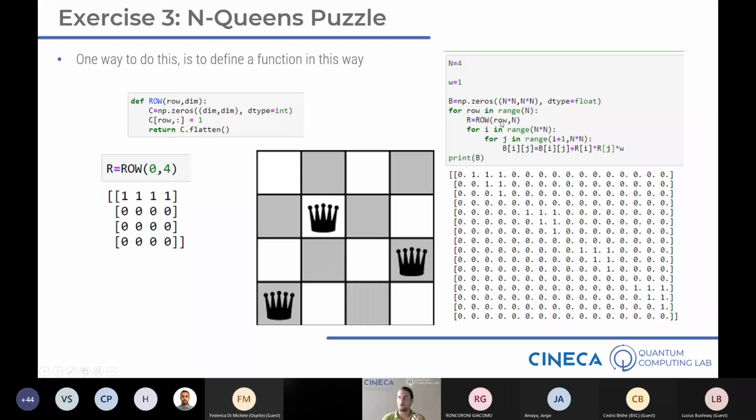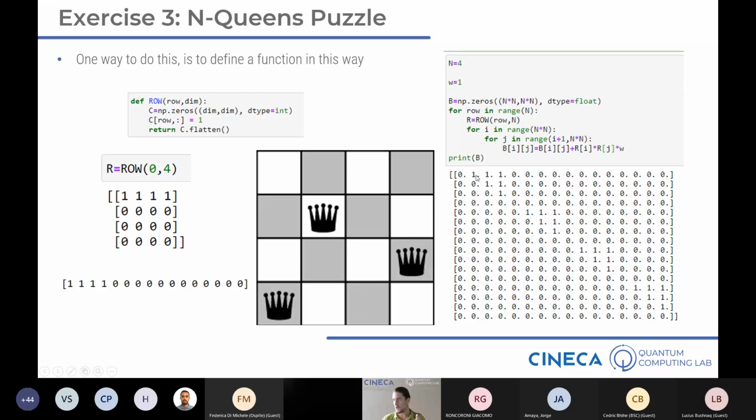So, as an example on a restricted chessboard of 4 elements, R equal row 0 and dimension 4 is this matrix here. This is the first row. Linearized is this one. So when I apply it to my matrix, I will obtain this big matrix here that is related to the 4x4 board, because it's 16 by 16. Look at this.